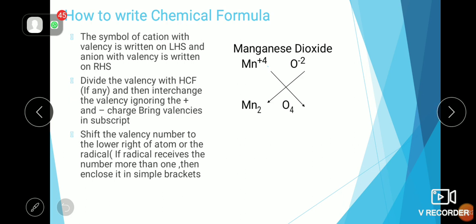The second compound would be potassium nitrate. If you remember, I gave you the valency of nitrate, that is NO3 minus 1. So my second compound is potassium nitrate. The third compound is calcium sulfate. The fourth one would be magnesium hydroxide.